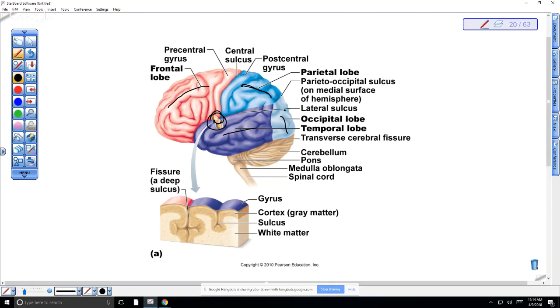Okay, so we're going to talk on Wednesday about the function, just briefly, of each of these areas of the brain. This is where we can consciously perceive different stimuli. Like vision goes to the occipital lobe. For hearing, auditory would be near the temporal lobe. Okay? So the lobes are associated with perception of different stimuli.